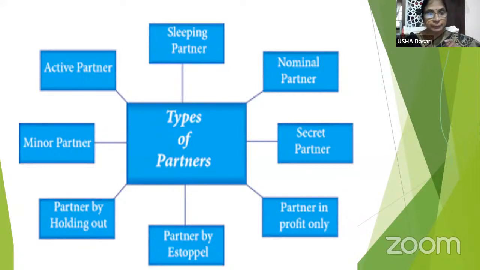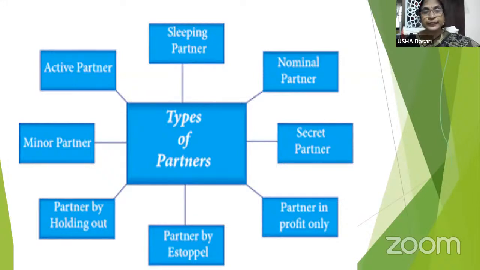The third one is the nominal partner. A nominal partner is one who lends his name to the firm. So that means he does not contribute any capital, nor does he share the profits of the business. So that person is called the nominal partner. The name itself indicates he is the one who lends his own name here, but does not contribute the capital.